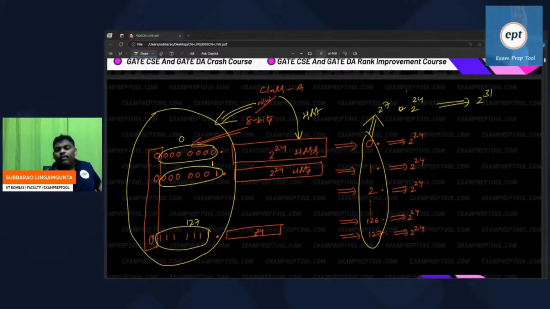Right, next one. Every IP contain how many bits? 32. When you say IP, 32 bits required. Forget about the remaining story. IP means 32 bits.